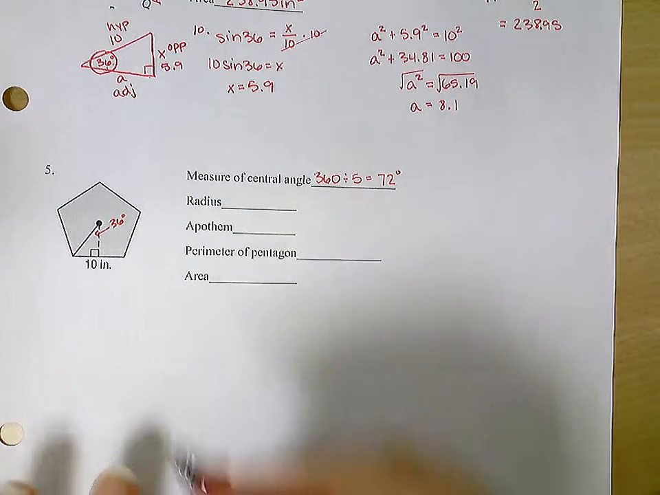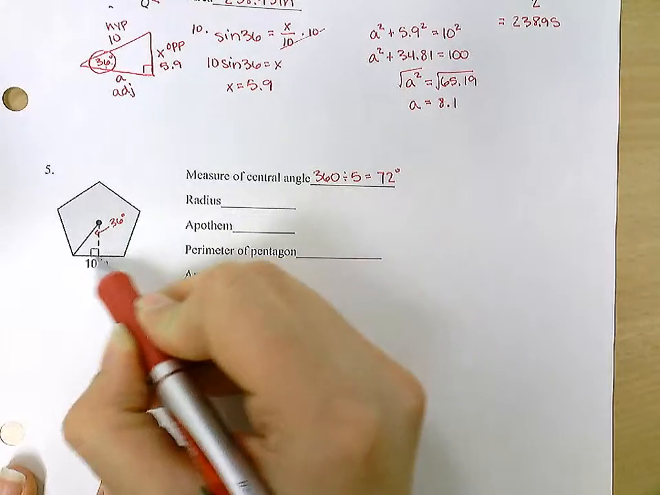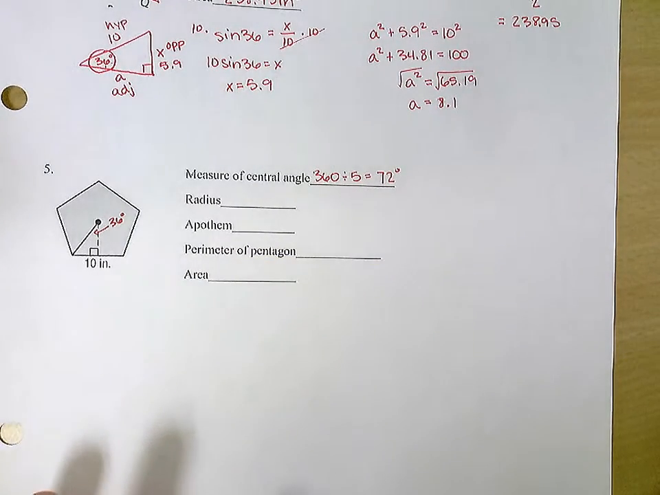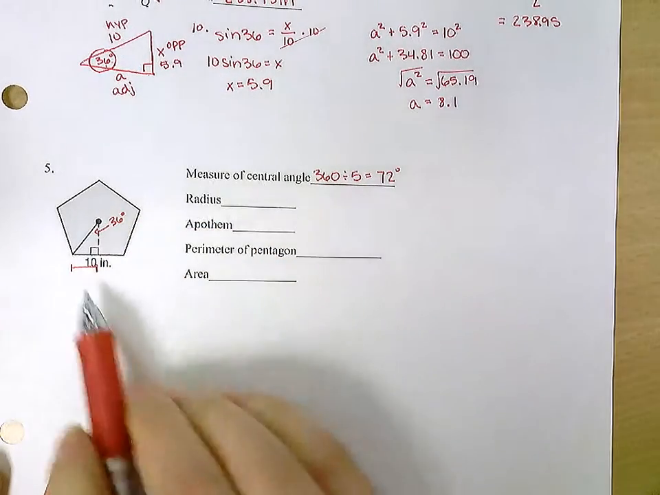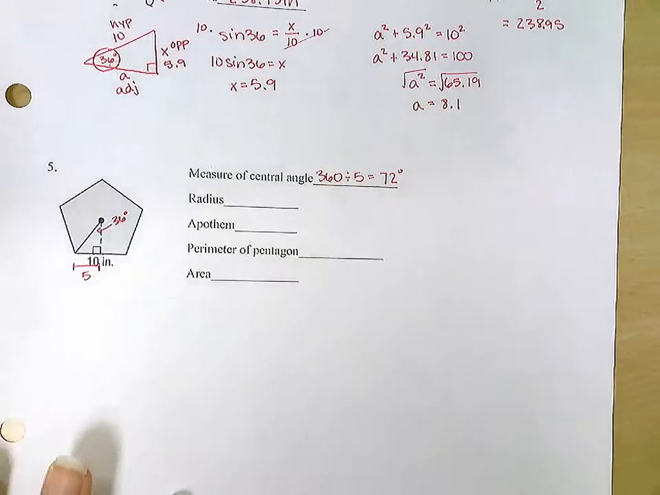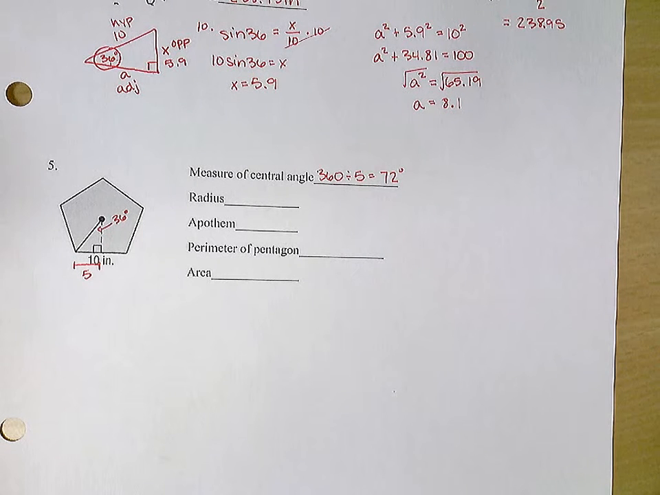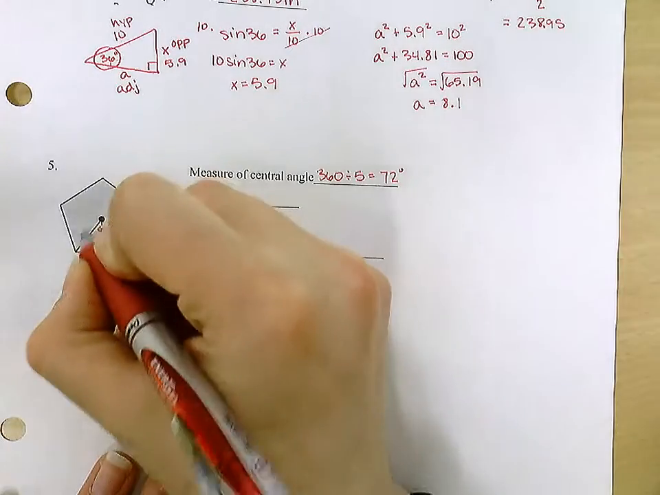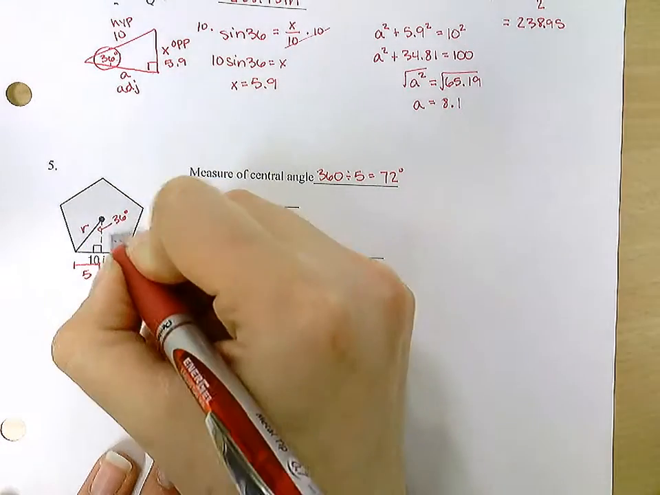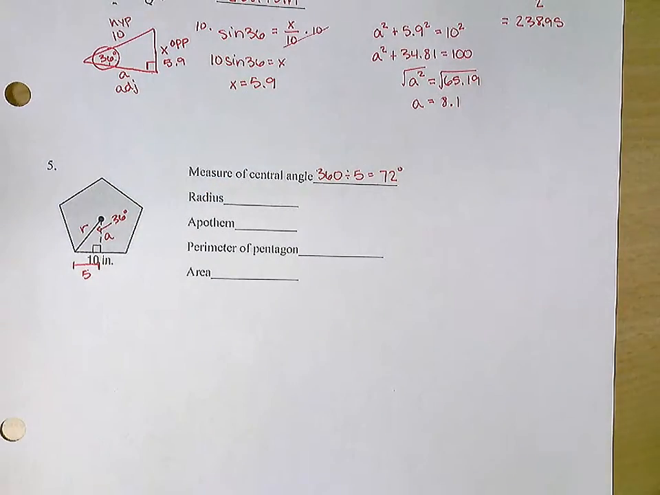Okay, this time we're given this entire bottom length. So one of the outer sides of the pentagon is 10. So what does that mean this piece right here is? 5. Now I want to locate the radius and the apothem. Which segment is the radius in this picture? The solid line. And then the apothem would be the dashed line.